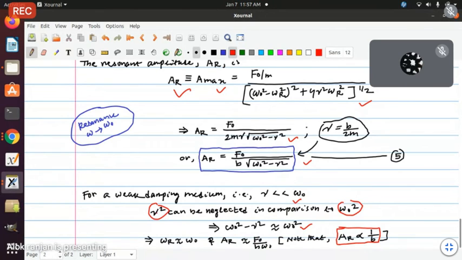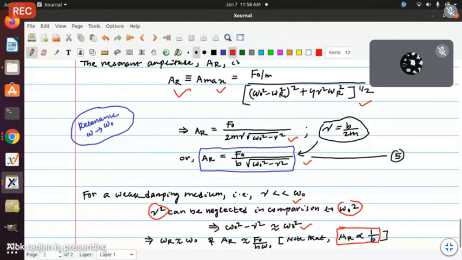So note here, if the resonance will occur in a low damping medium, the resonance frequency is nothing but the natural frequency of the oscillator. The resonance amplitude is directly proportional to the external force amplitude and inversely proportional to the damping constant. So this means if the damping is less, then the resonance amplitude will be more. If the damping is high, then the resonance amplitude will be less. So that's the physical meaning we can extract from this equation 5.